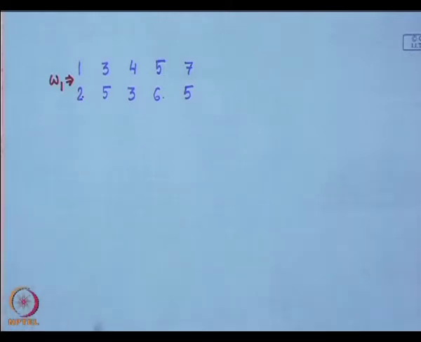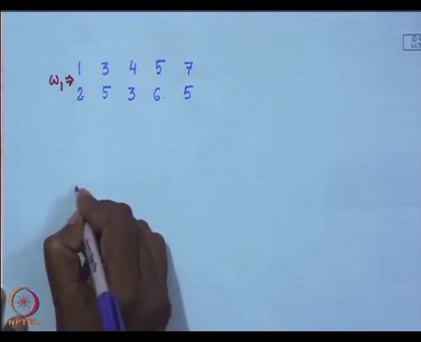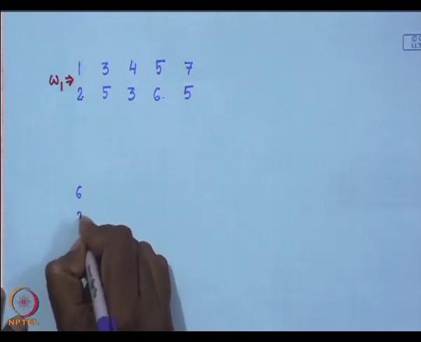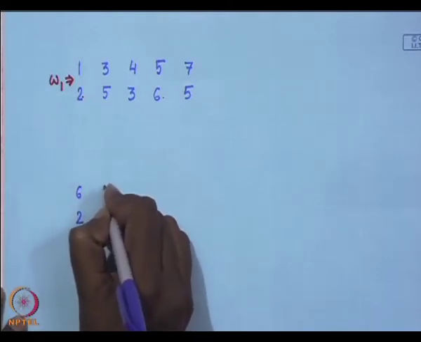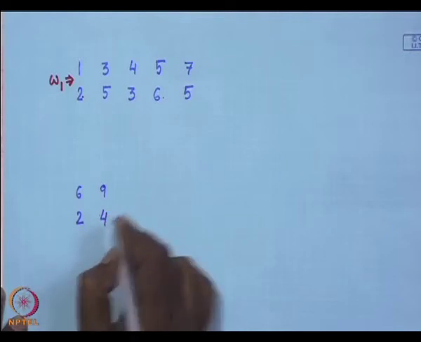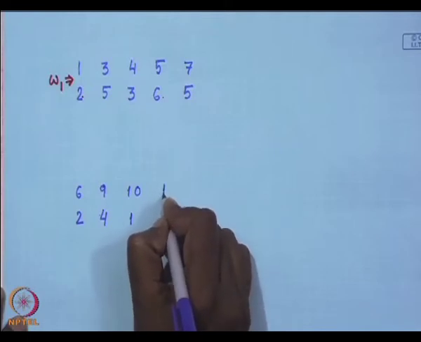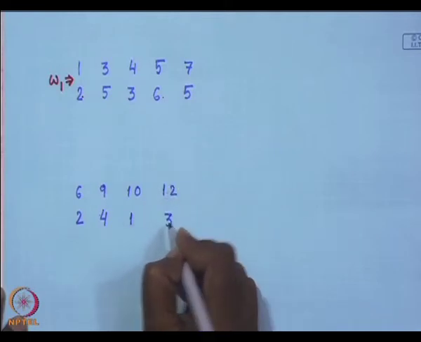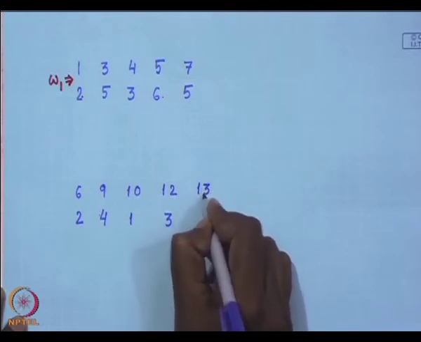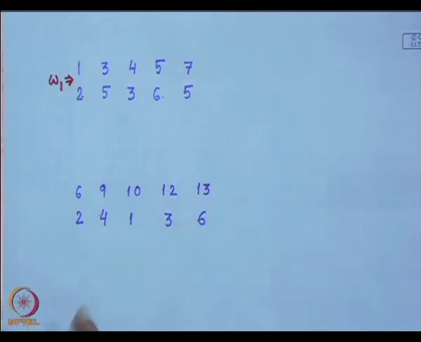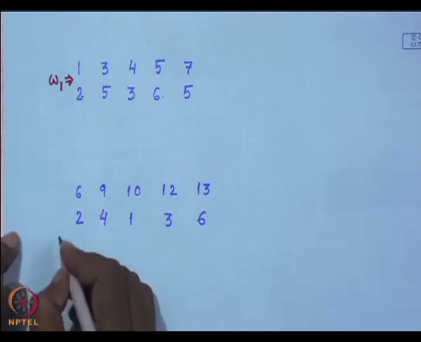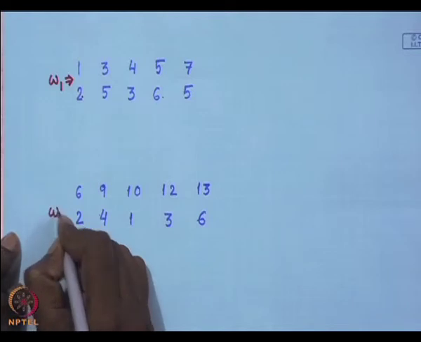Similarly, I had another set of feature vectors which are (6, 2), (9, 4), (10, 1), (12, 3) and (13, 6). These are the feature vectors which are taken from class omega 2.